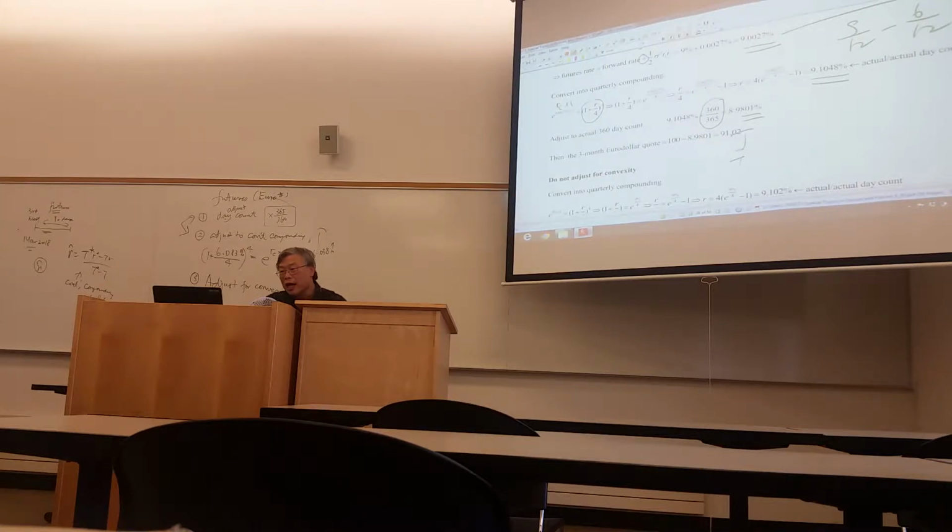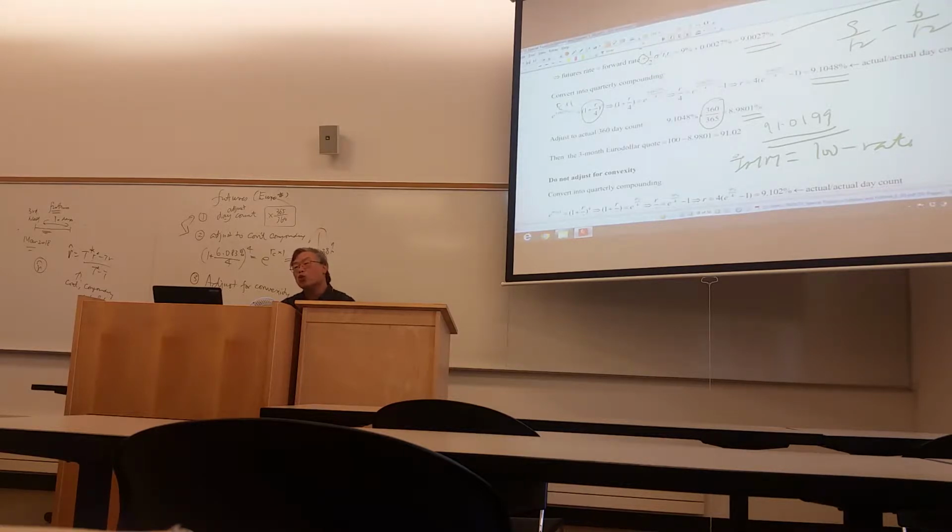IMM is equal to 100 minus the rate. So now I know that the rate is 100 minus 8.9801. So the answer should be, or to be more precise, 91.0199. Here I just write down 91.02, but it's 91.0199. The euro futures contract is only 2 digits, so that's why I write 0.02. Okay? Now I redo all the steps.